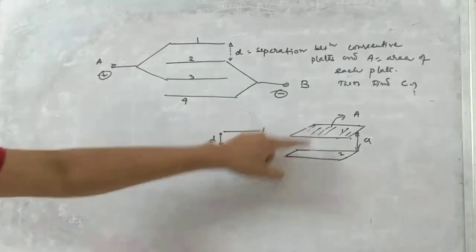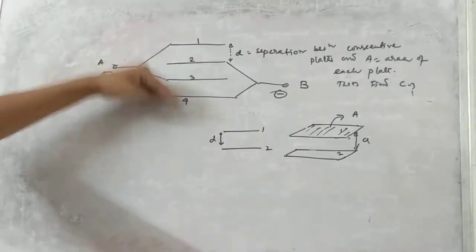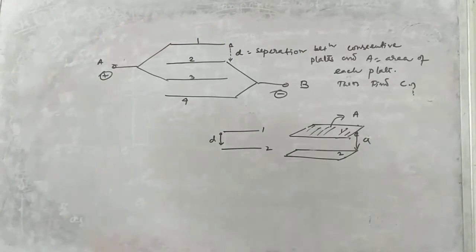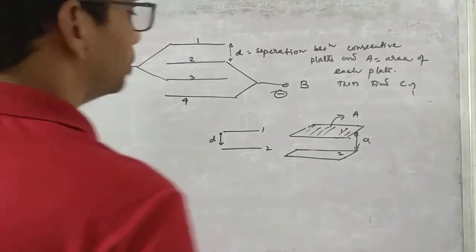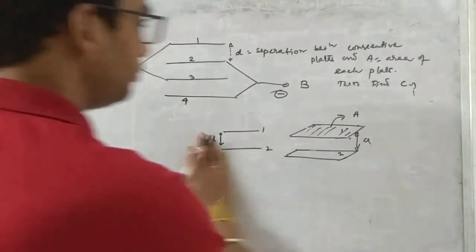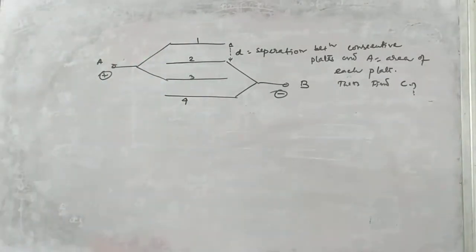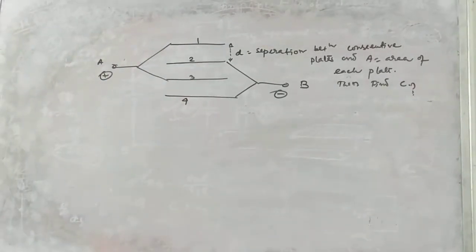But instead of two plates, we have 1, 2, 3, 4 plates. So we have 4 plates. Each plate has the same area A. The separation between consecutive plates is D, and the connection is like that. Plates 1 and 3 are connected to the positive terminal of the battery, and plates 2 and 4 are connected to the negative terminal of the battery.